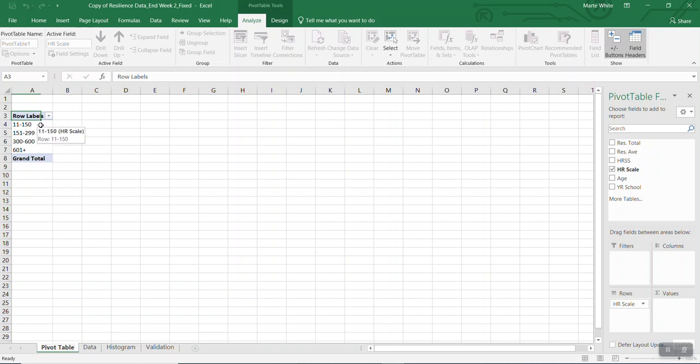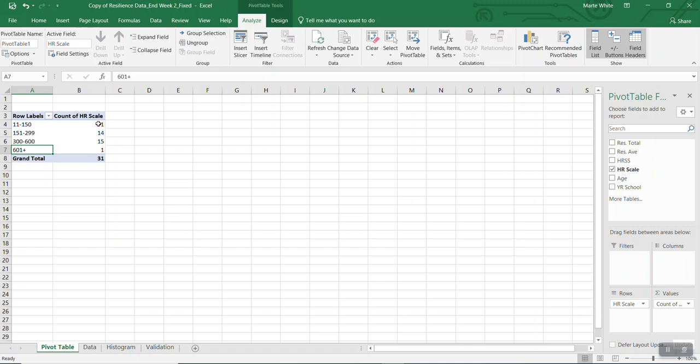This is low stress, medium stress, high stress, and so forth, and severe stress. Now, how many people actually fall into those categories? You know, we did that COUNTIF business. But if I want to know without having to COUNTIF, I'm going to take that same HR scale and throw it down in values. Because now it's going to tell me how many people fell into the different categories.